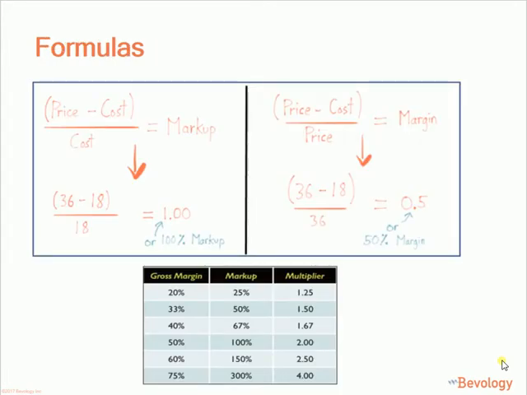And here's maybe a simpler way of doing it. The formula: markup is price minus cost divided by cost. Margin is price minus cost divided by price.